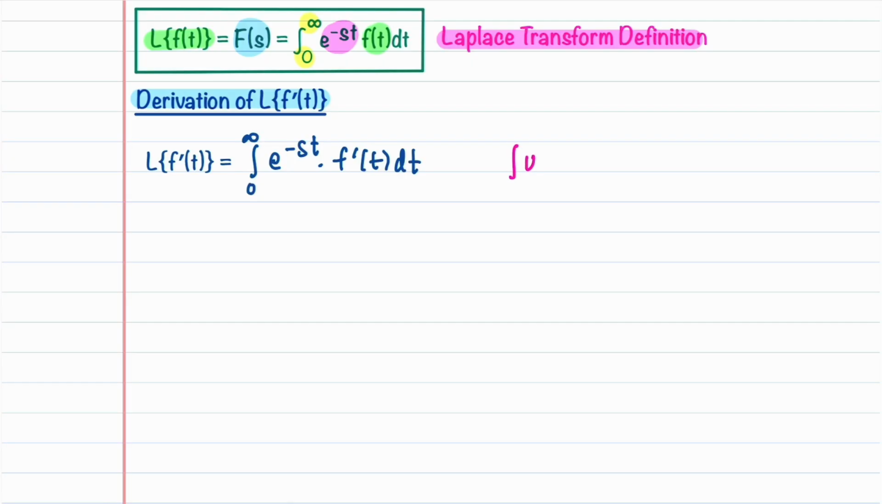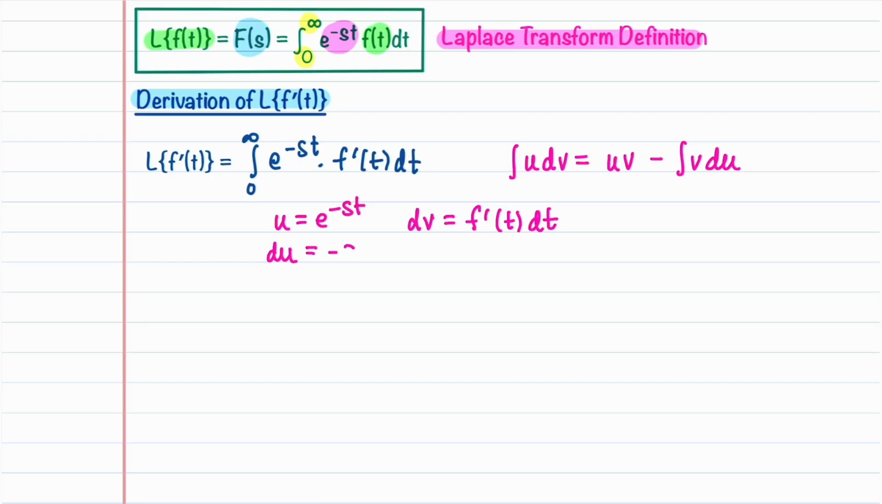It's the integral of u dv, and it's equal to uv minus the integral of v du. We're going to let u be e to the minus st, and then dv is going to equal f prime of t dt. So when we integrate that, the derivative is going to go away. du is equal to minus s e to the minus st dt, and then v is just f of t.